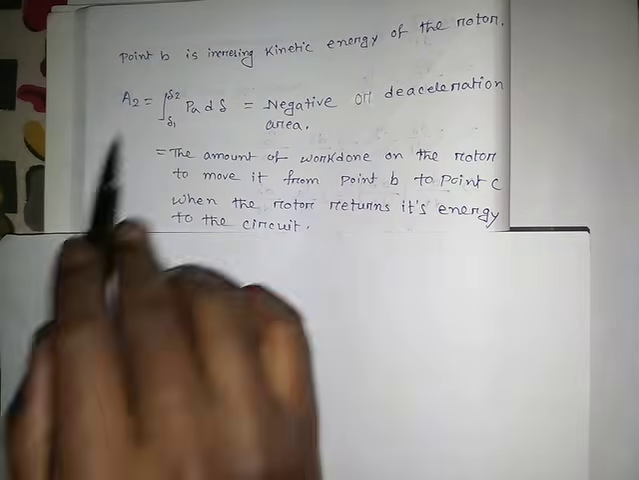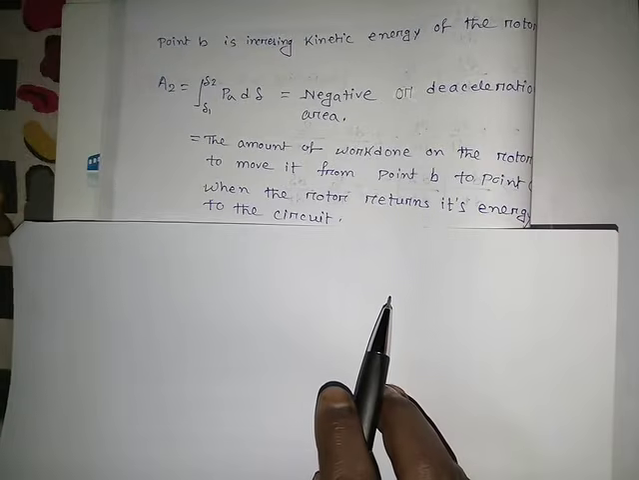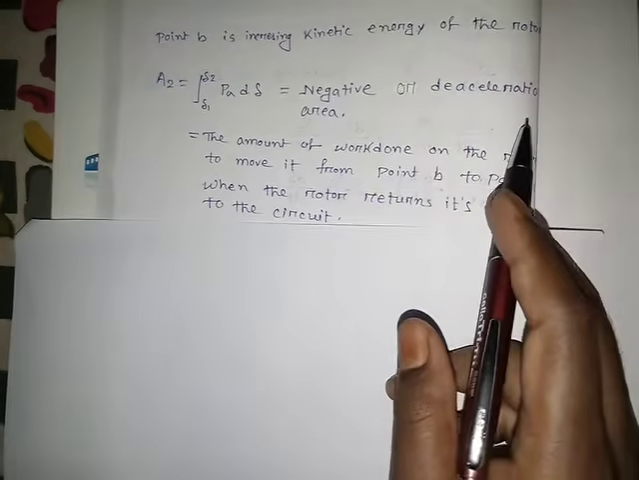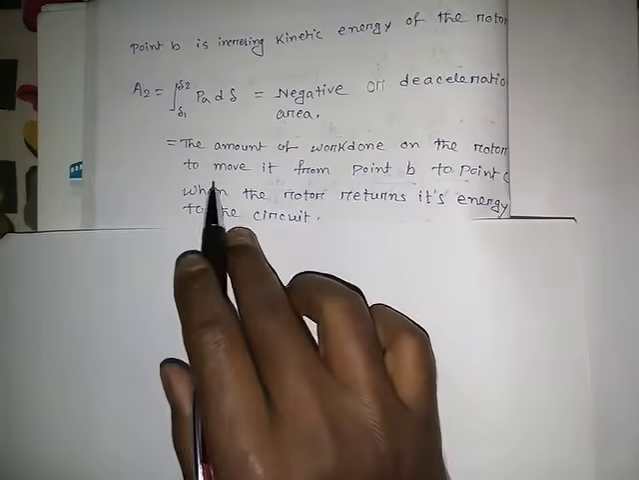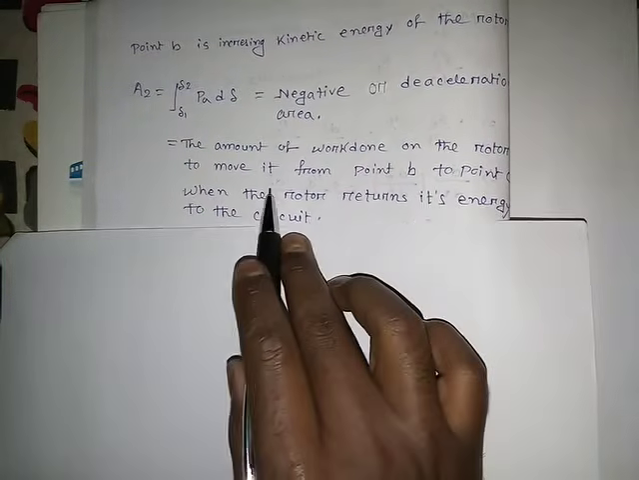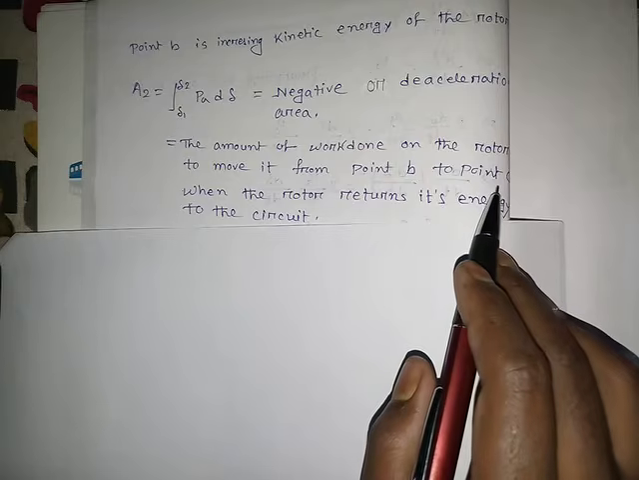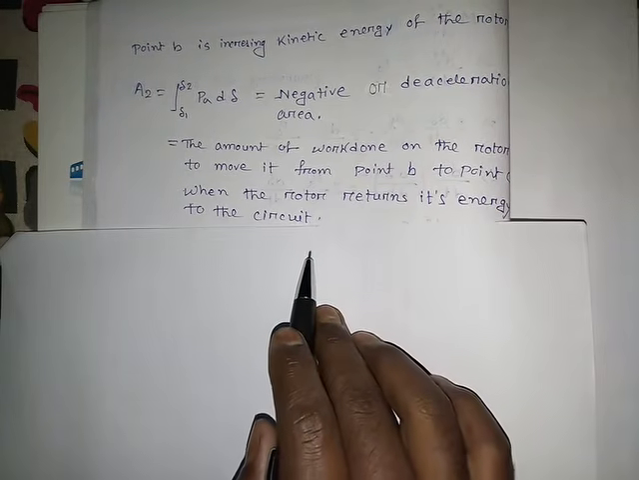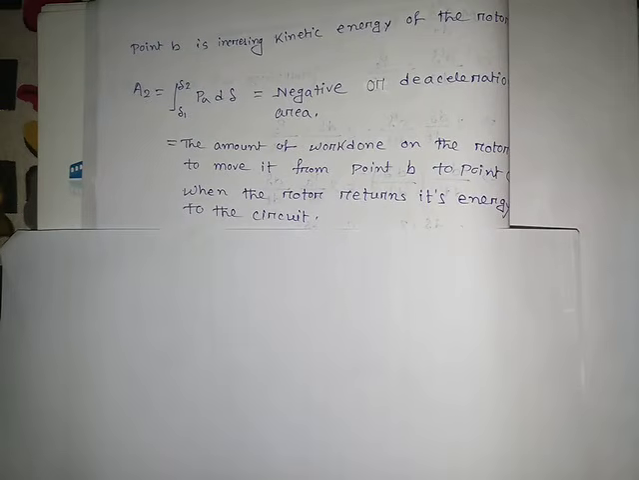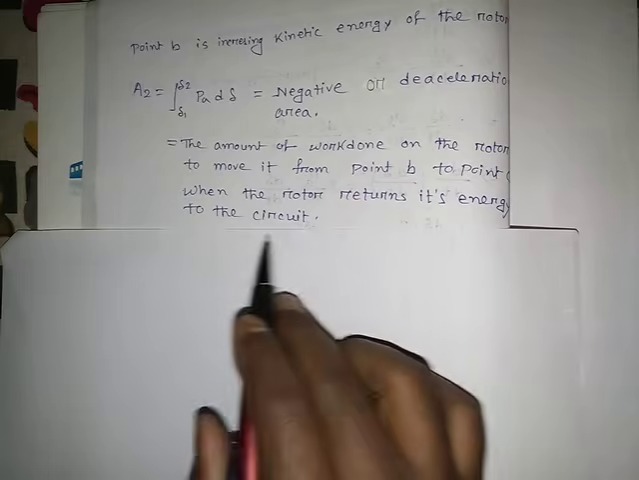A2 is del 1 to del 2. It is our A2, that is the negative or decelerating area. It is the amount of work done on the rotor to move it from point B to point C, when the rotor returns its energy to the circuit. That's it: when it touches the zero load angle line, it returns its energy to the circuit.